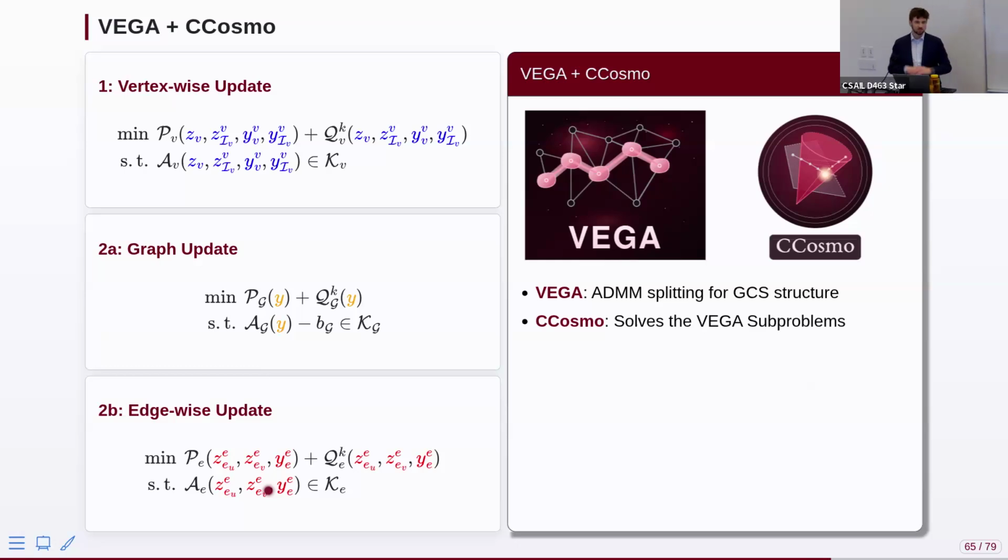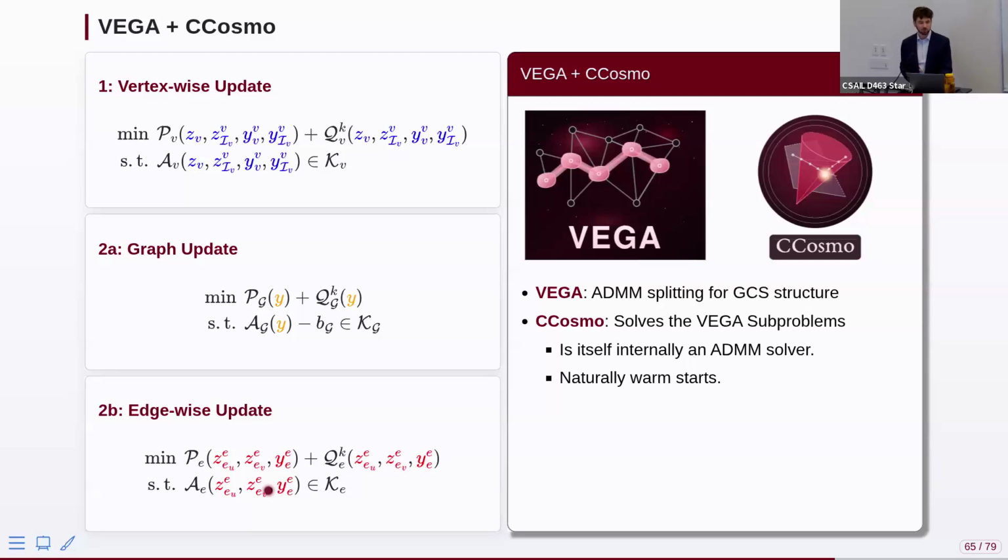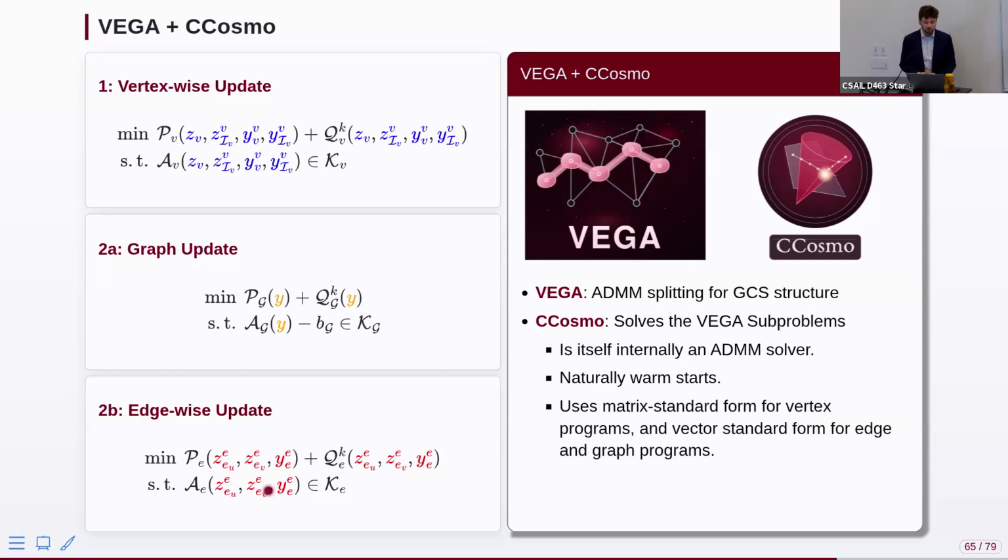And you can imagine a ton of ways of rearranging this algorithm, but this is just the way that we did it. And so because C-Cosmo is an ADMM solver, it naturally warm starts. And so we get that advantage for free. And since we use the matrix standard form for the vertex programs and the vector standard form for the edge and graph programs, it's adapted to whatever problem it's actually solving at the time. And the other thing is that since it's a family of solvers, we use dense linear algebra at the edges because those programs are typically dense.